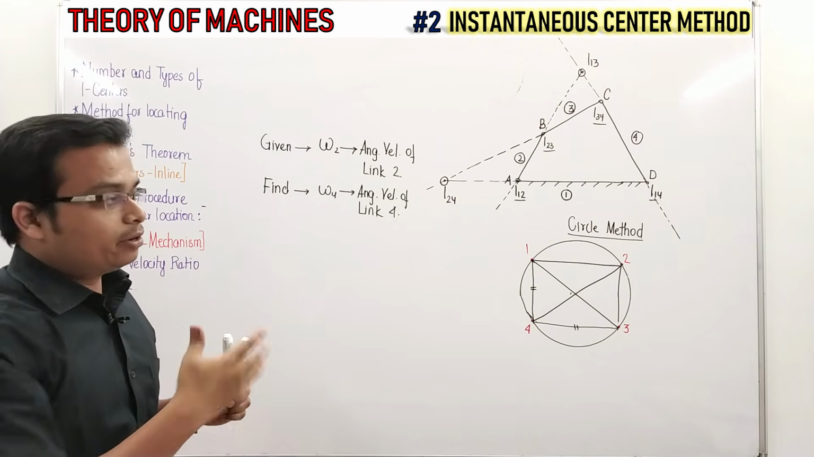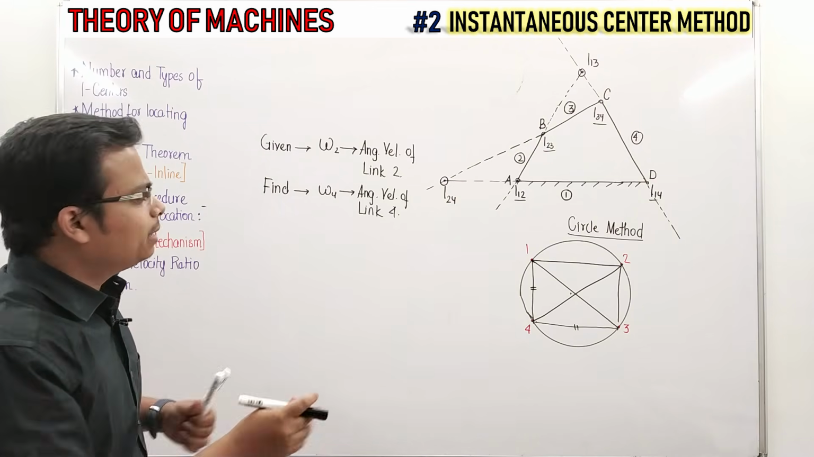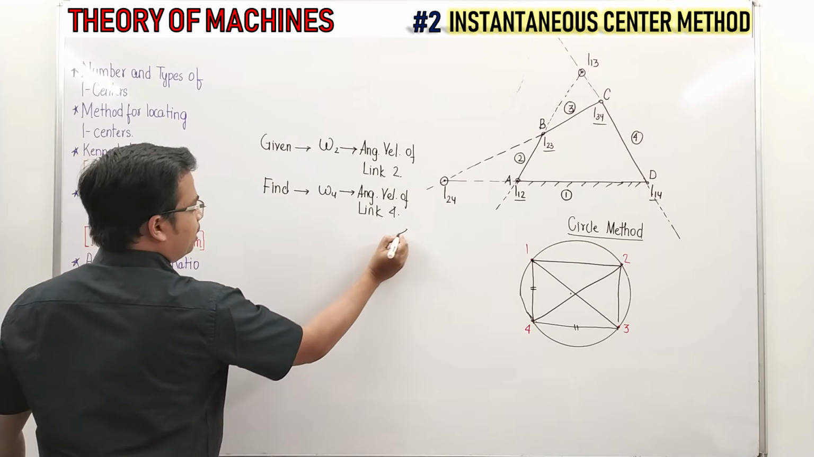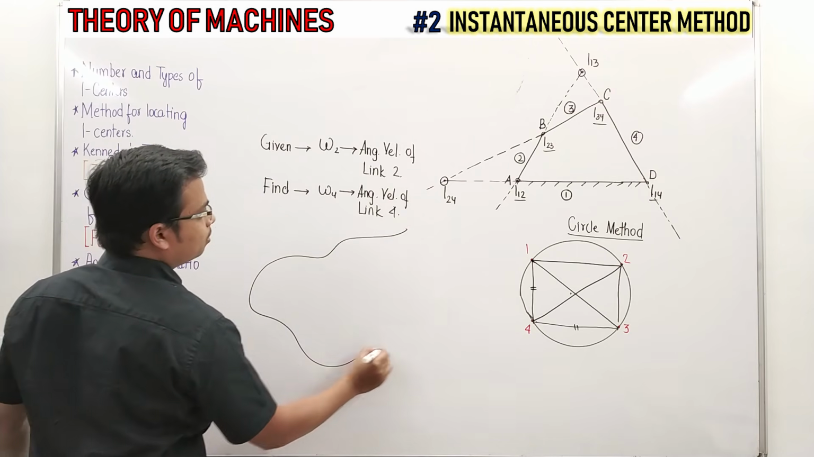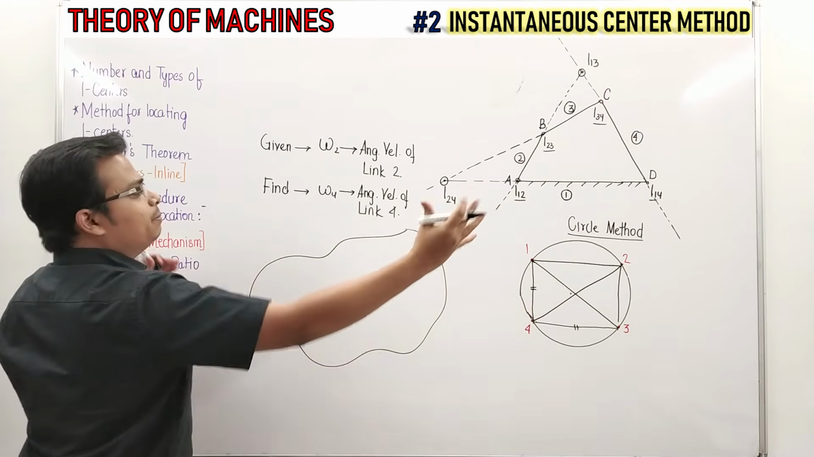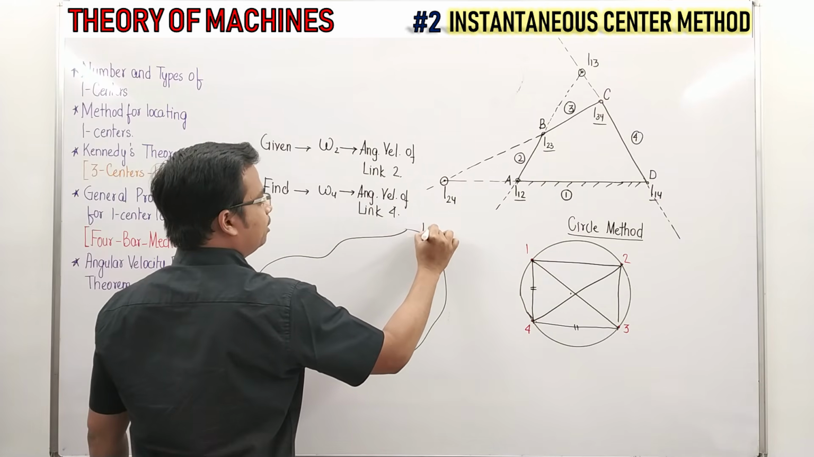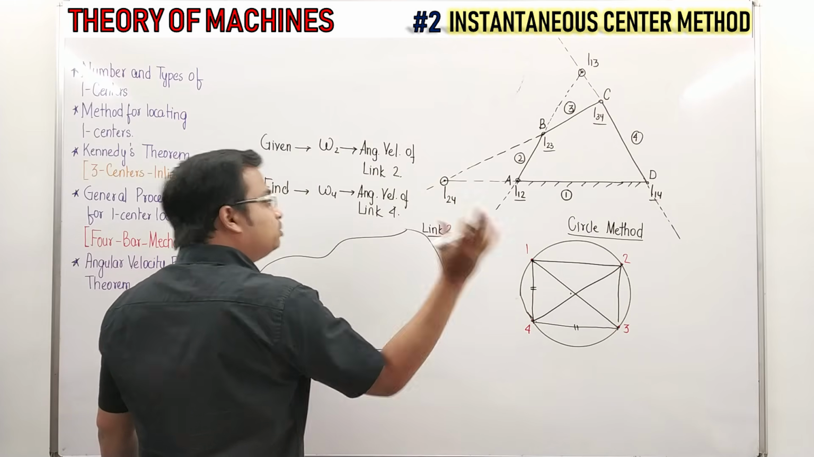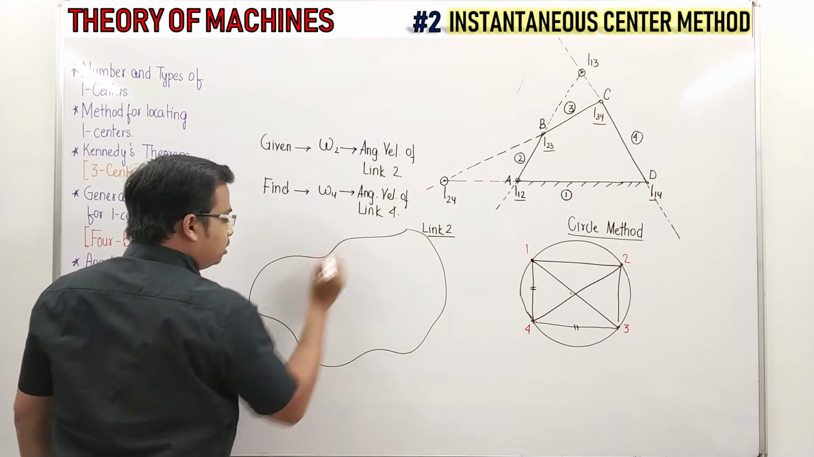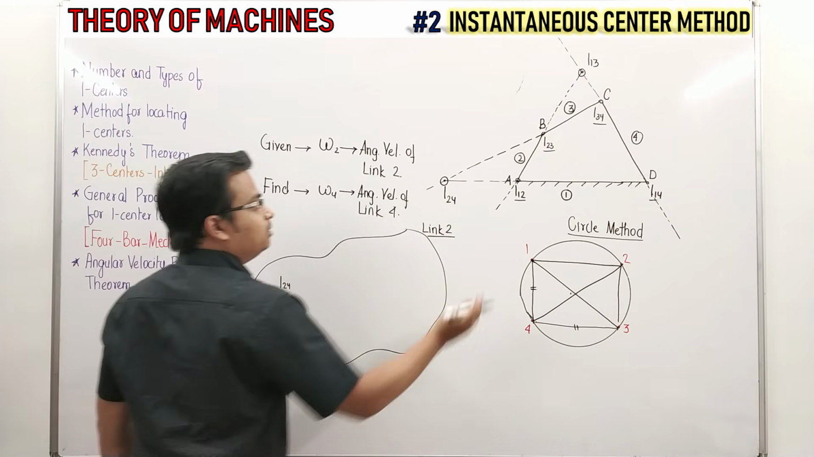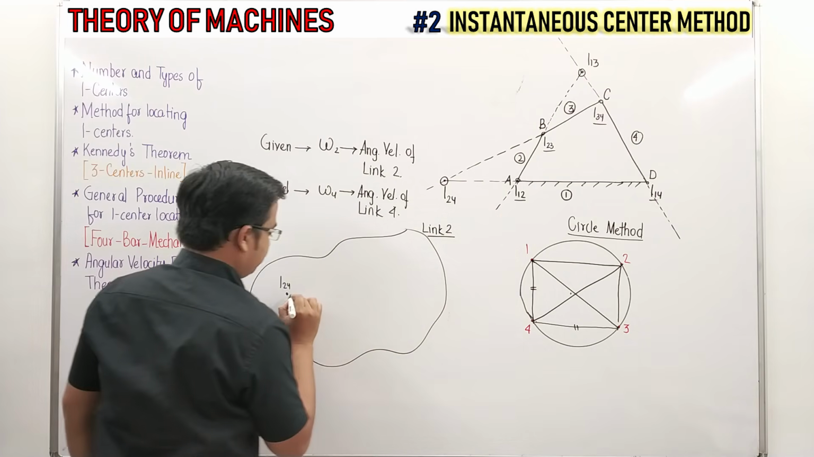Originally the rigid bodies and members are not like this. Anyway, let us get back to the topic. Let me make any random plane figure. Let's say link 2 is extremely big, big to such an extent that instantaneous center I24 lies somewhere here. This is I24.